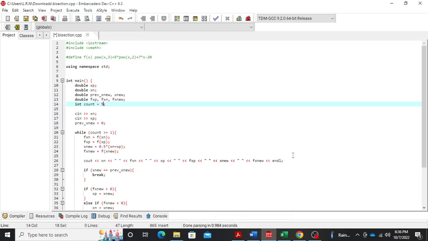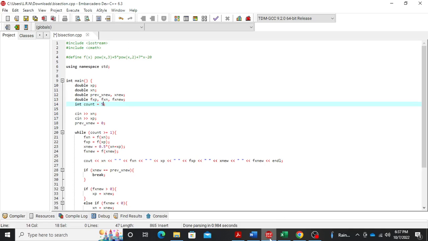For the bisection method, we use a C++ compiler, which is Embarcadero Dev C++ version 6.3. I have here a program that implements the bisection method with 5 iterations. So in C++, defining a function of x, or inputting a problem to be solved through the bisection method, is like this.